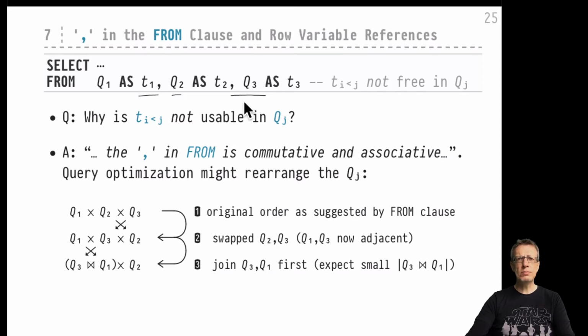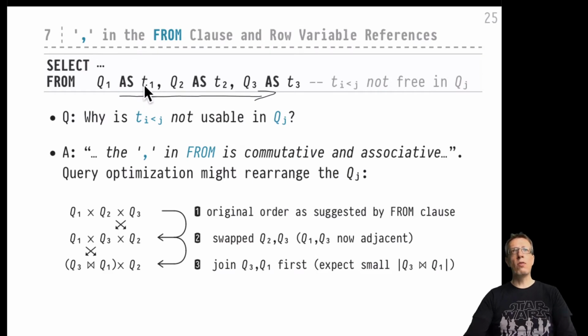Okay, so that sounds strange maybe to some of you, because these commata suggest a left to right evaluation order. So let's first evaluate Q1, then iterate over all the rows, call them T1, and then evaluate Q2, iterate over all the rows, call them T2, and then evaluate Q3 and so on. But it's not happening like this.